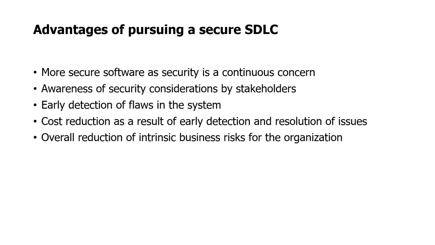So next, what are the advantages? We know that we are going to produce secure software, and the way security is provided is by continuous concern, which is by continuous tracking. Creating awareness of security considerations, as we are discussing and tracking with our team, is going to be an advantage. Then early detection. With this continuous tracking, you will detect issues there, so cost reduction happens, and the overall business risk will also be reduced.